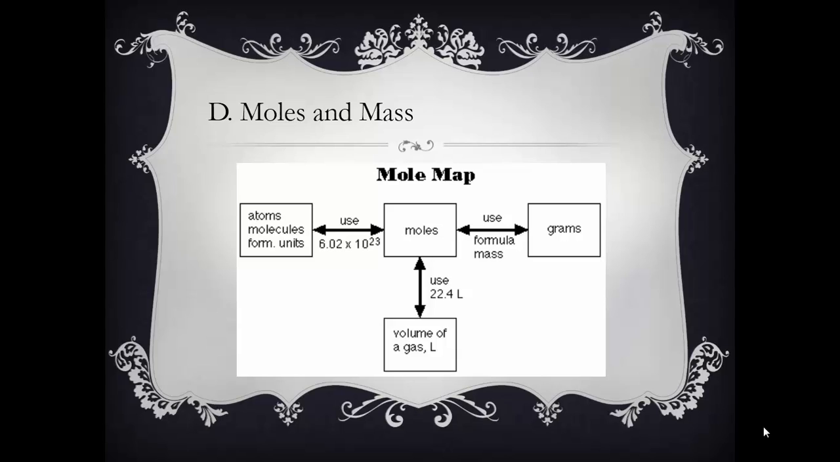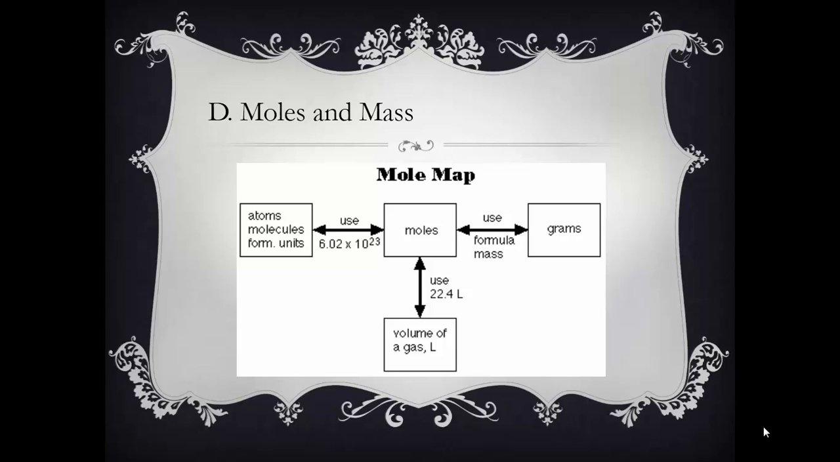The mole map. Everything goes through mole land, moleville, mole town, whatever you want to call it. Notice all the arrows point to moles. So if you go to atoms, to molecules, formula units, you can go to moles. If you have grams, you can get to moles. If you have a gas, you can get to moles. So mole land is always important to understand, and which conversion you're using.